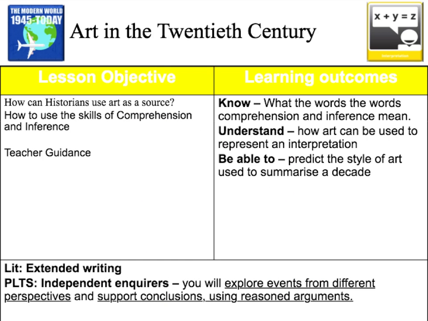Okay, so the lesson is about art in the 20th century, using several images to represent each decade of the 20th century, to have the students carry out the skills of comprehension and inference in order to interpret the events of that decade by interpreting the mood, the content, the nature of the art that they are looking at. So our objectives and our outcomes and our pelts.